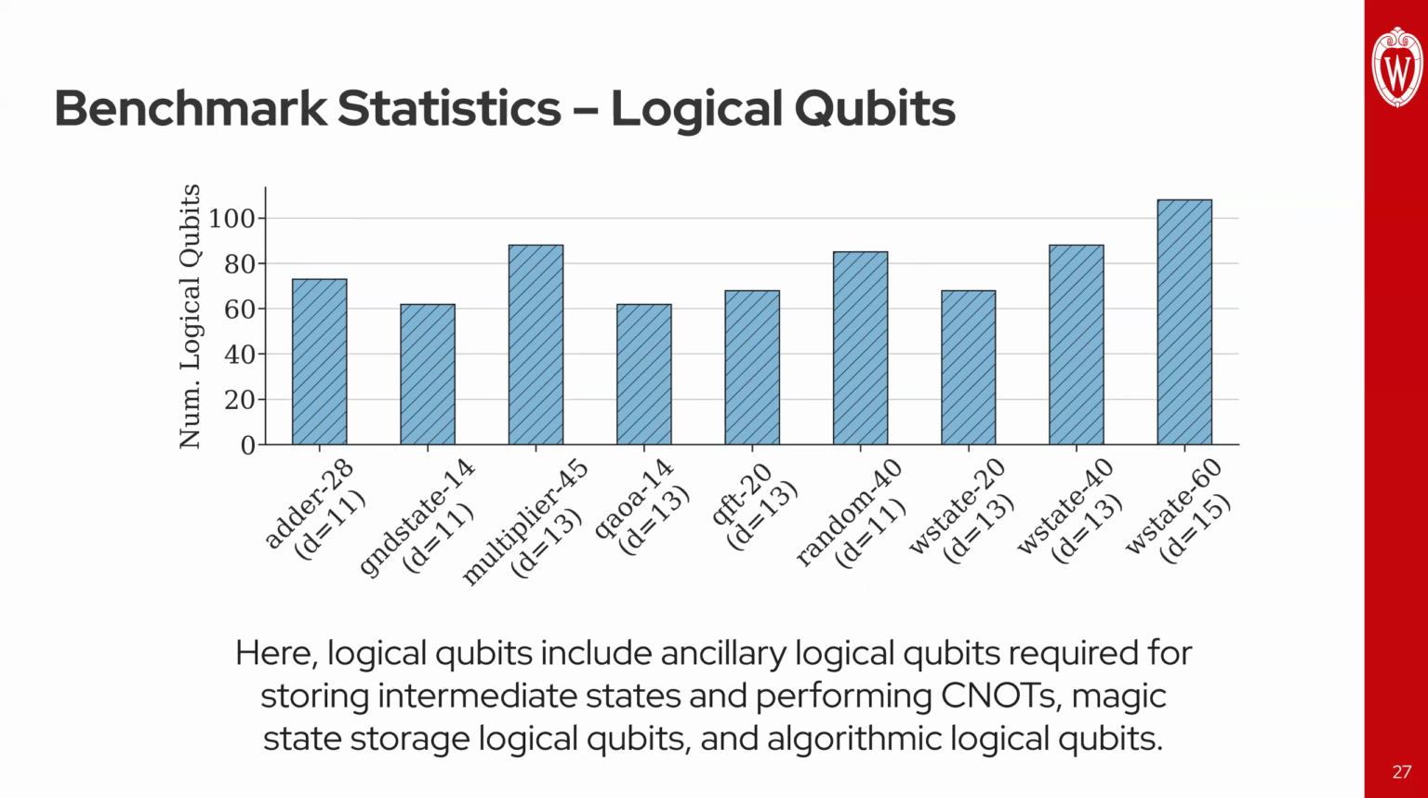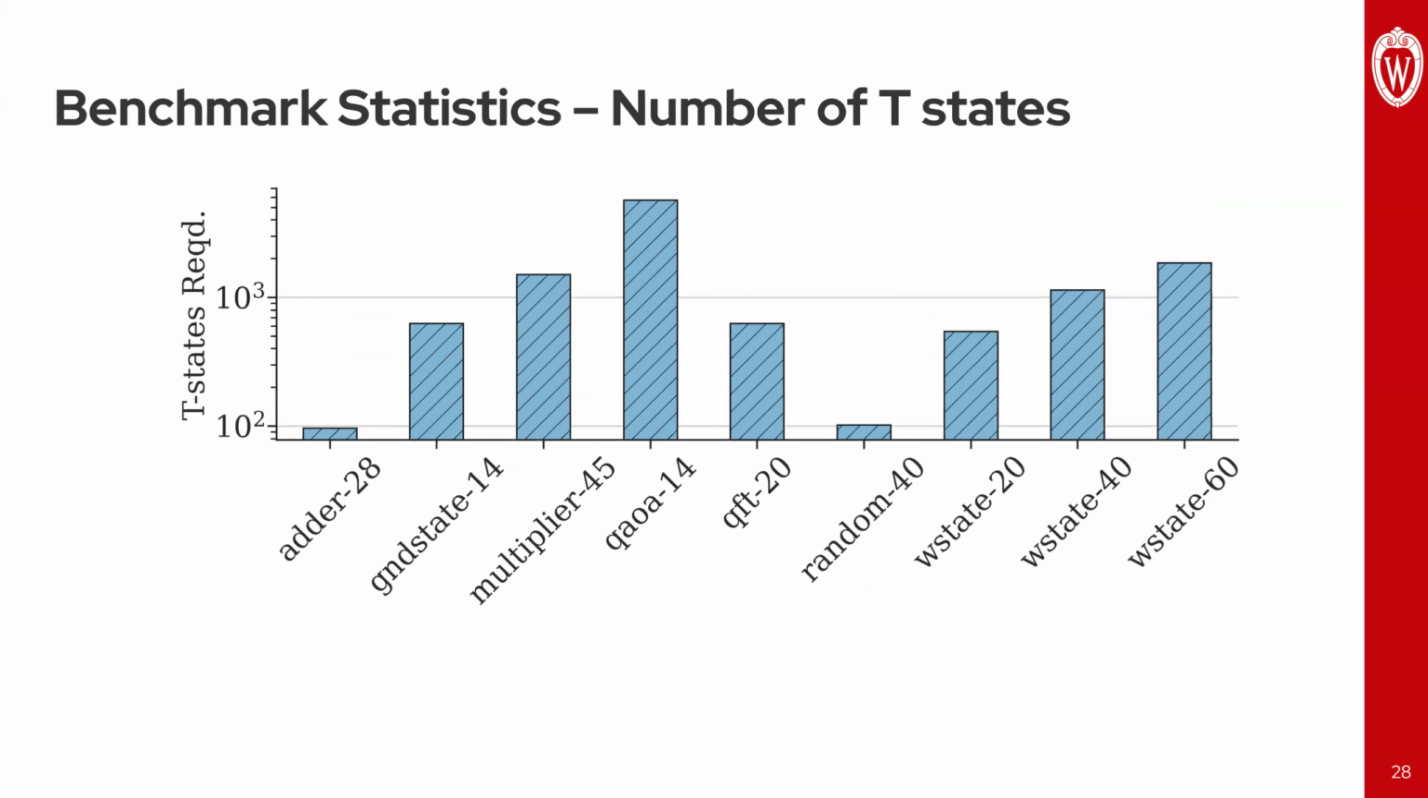Next, we look at the number of T states. I have not talked about T states, and that's by design because I don't want to confuse anyone, but T states are important for universal error-corrected computers. This graph is just a measure of how many T states you need to implement a particular algorithm. And these actually are really important for decoders.